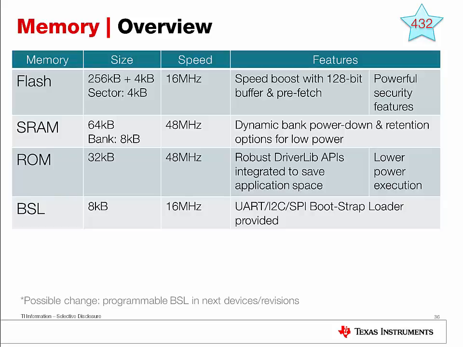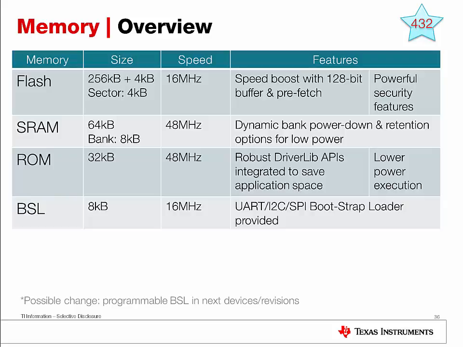The MSP432 also comes with 32 kilobytes worth of ROM memory. What's stored in ROM is a robust set of MSP432 DriverLib APIs that are integrated to save application space. ROM memory also requires less power to execute. In addition, it also requires single-cycle execution all the way up to 48 megahertz. So that is definitely a plus and a benefit when using ROM.